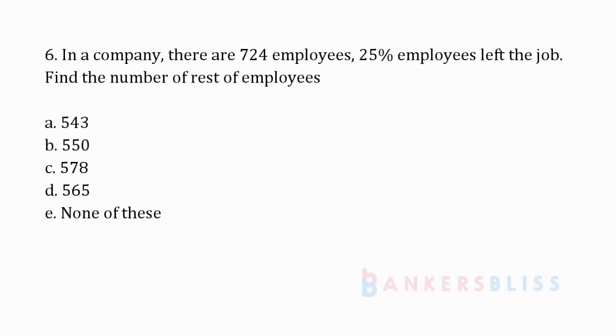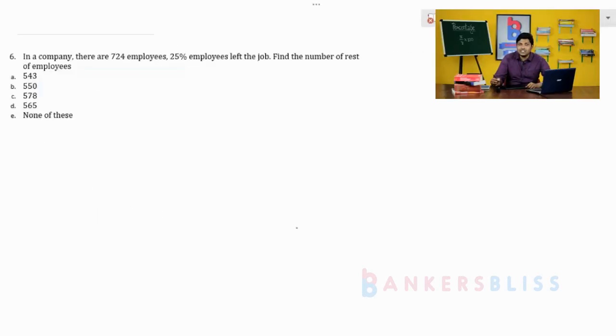Problem number 6. In a company, there are 724 employees. 25% employees left the job. Find the number of rest of the employees. See, if 25% left means 75% are remaining. 25% leaving out, 100 minus 25, 75%. So 75% are still remaining. So 75% how you calculate? It is 3 by 4 into 724.